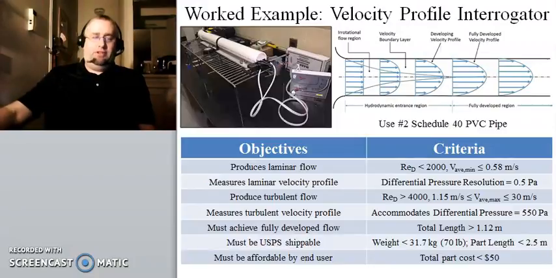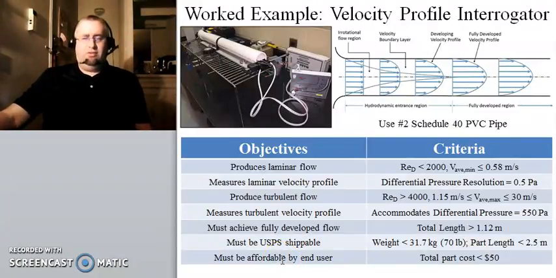So when I was first conceiving this thing, I came up with a number of objectives, which are shown here. So I want my pipe to produce laminar flow. I want it to measure a laminar velocity profile. I want it to produce turbulent flow. I want it to measure a turbulent velocity profile. I want it to achieve some measure of fully developed flow. And then, of course, as I said, this thing has to be shipped in a box to a remote learner. So it's got to be U.S. Postal Service shippable, and ultimately it has to be affordable. It can't be so expensive that a student can't afford it.